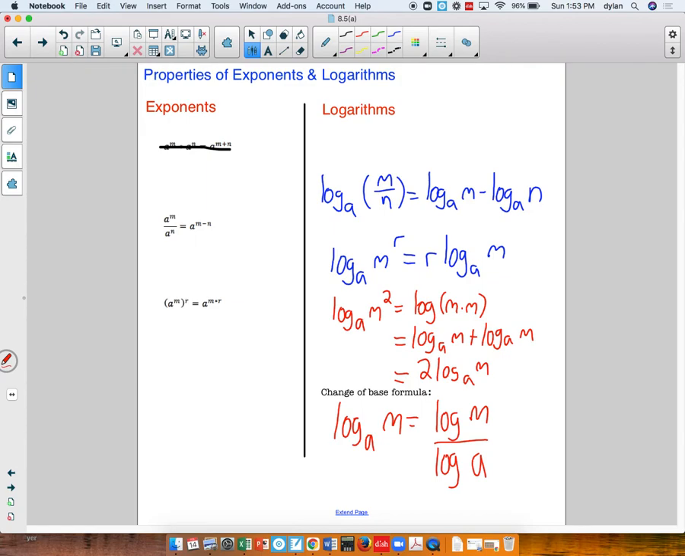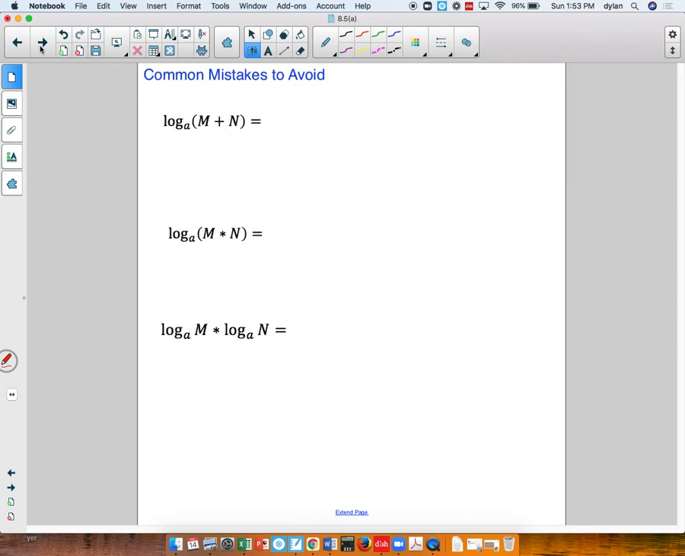So these are all of our log rules, and we're going to look just briefly here at a couple examples. But before we do that, I want to talk about things to avoid. Common mistakes that I see when people misinterpret log rules.